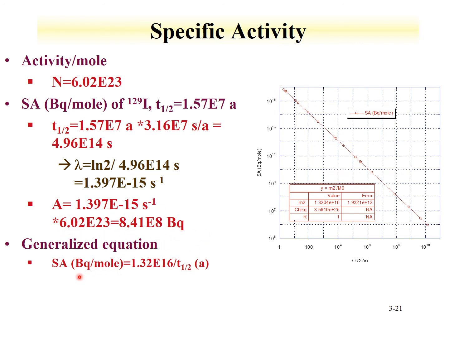So a generalized equation for specific activity in becquerel per mole is listed here, which is just 1.23 times 10 to the 16th divided by the half-life in years. And we get perfect correlation because moles are related directly to the number of atoms, whereas if I provide a mass, I need to get the molecular weight of that isotope.